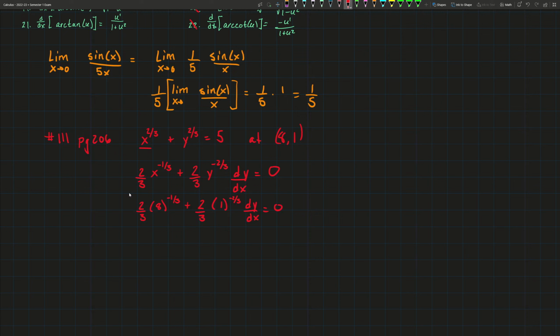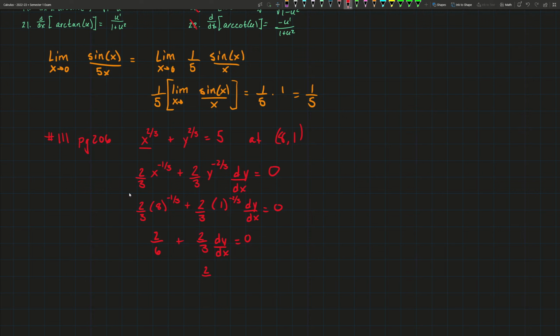Eight to the 1/3. That's 1 over 8 to the 1/3, which is 2. So that's 2 over 6 plus 2/3 dy/dx is 0. And then we solve for dy/dx.